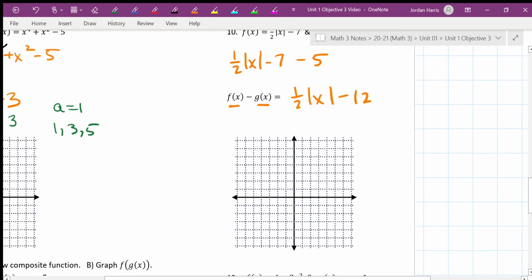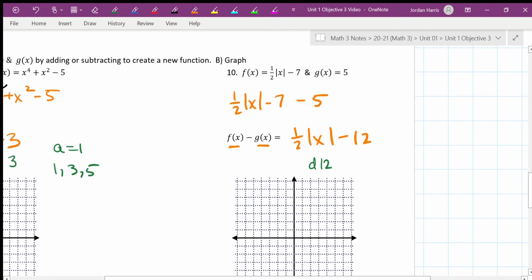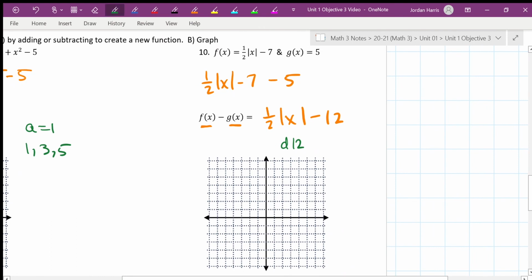So this is an absolute value function. So this is a down 12. That's terribly written for our sake here. That's fine, whatever. And then our slope is 1/2. Sorry, a, not slope. A is 1/2, but we can treat it as slope.